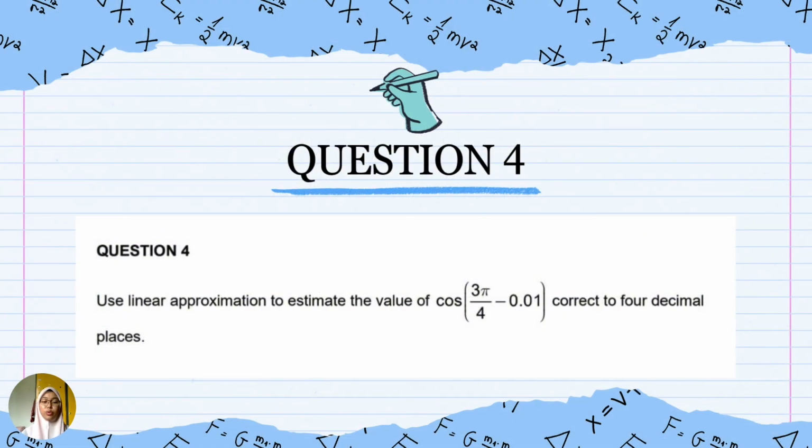Okay, now we will move to question 4. Question 4 asks us to use linear approximation to estimate the value of cosine of (3 pi over 4 minus 0.01), correct to 4 decimal places. So to solve this question, we will be using the linear approximation formula to find the estimated value of this cosine function without evaluating it directly.